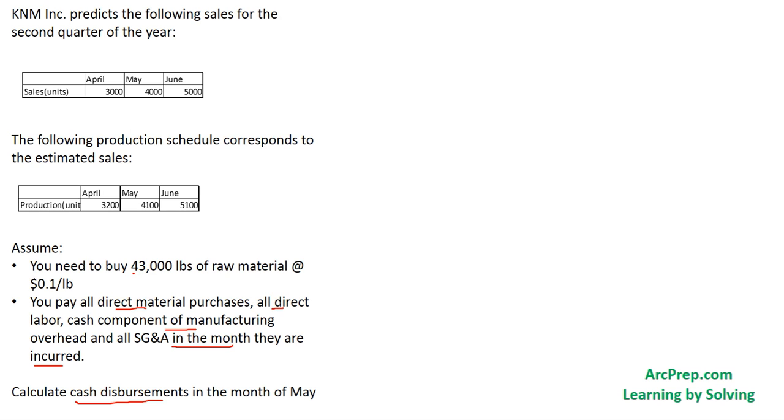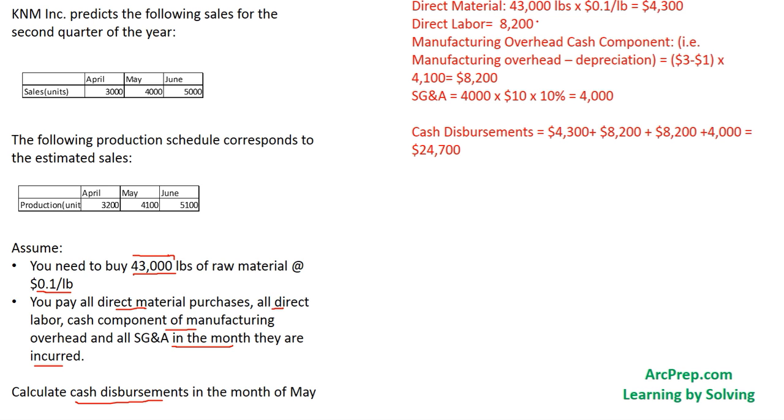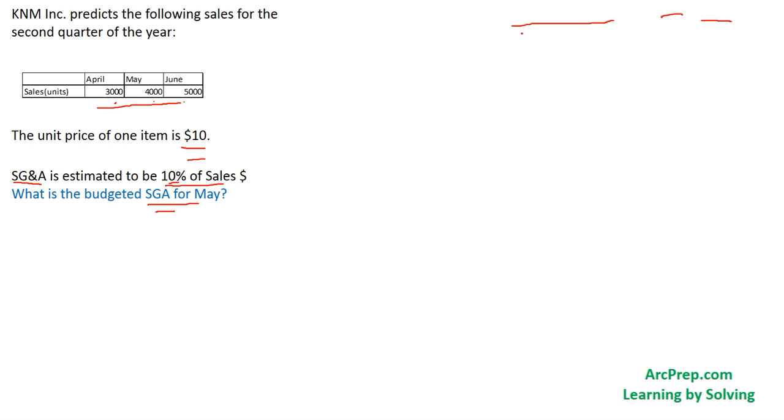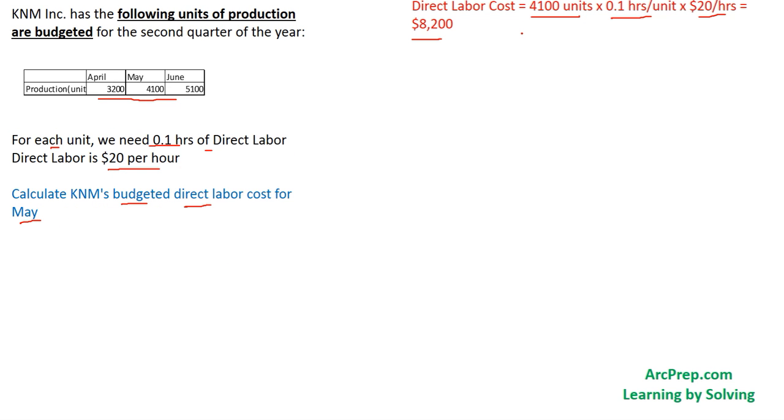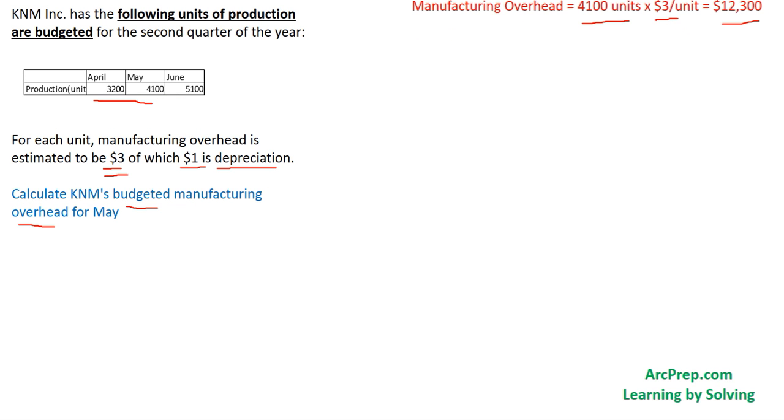What I do need to know is I need to buy 43,000 pounds of raw material at $0.1 per pound. This is something I calculated in the previous problem, but I'm still giving it to you just in case. So 43,000 pounds of raw material is needed. For direct material, I need to pay $4,300. For direct labor, I already calculated, going back to direct labor, I need to pay $8,200.